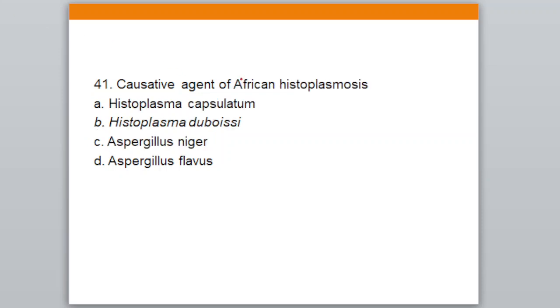Question number 41. The causative agent of African histoplasmosis is A. Histoplasma capsulatum, B. Histoplasma duboisii, option C. Aspergillus niger, option D. Aspergillus flavus. So your correct answer is B, Histoplasma duboisii.